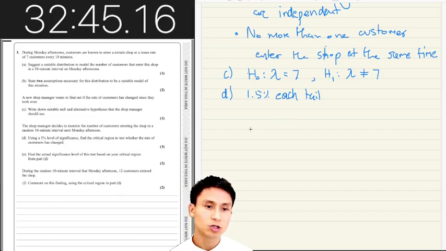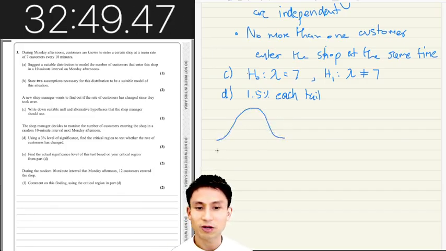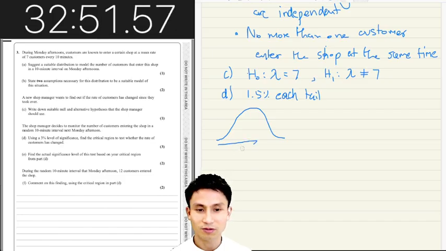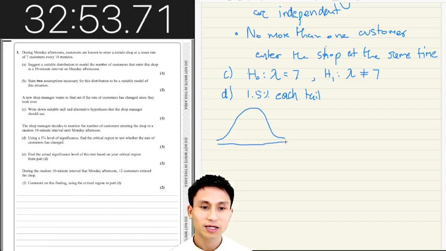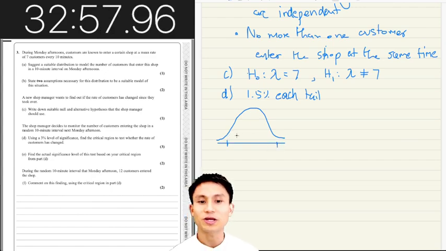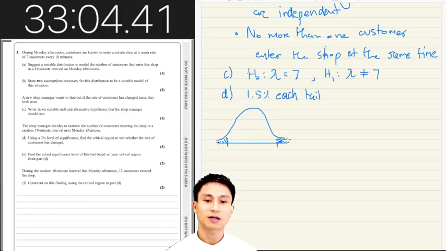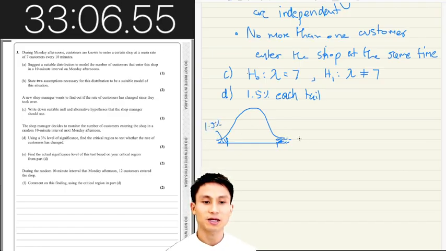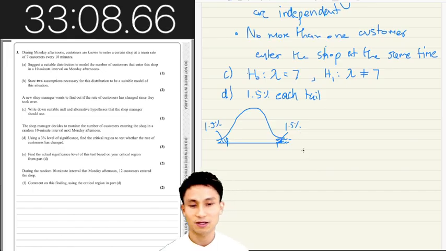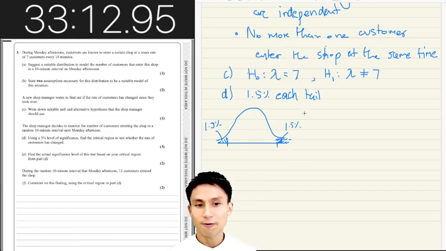Look, I'm drawing a bell curve here, but that doesn't mean we're using a bell curve, or the normal distribution. It's just that we can illustrate that the critical region would be the leftward part of the tail and the rightward part of the tail. Okay? And we want 1.5% here and 1.5% here, roughly, for the critical region.